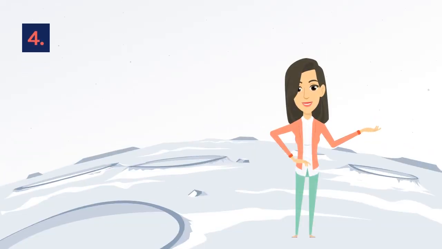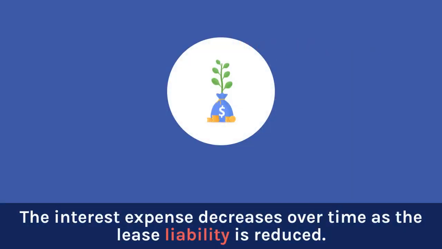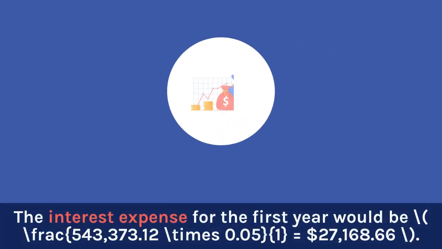4. Interest expense. The interest expense for each year is calculated based on the lease liability at the beginning of the year and the discount rate. The interest expense decreases over time as the lease liability is reduced. The interest expense for the first year would be 543,373.12 times 0.05 equals $27,168.66.